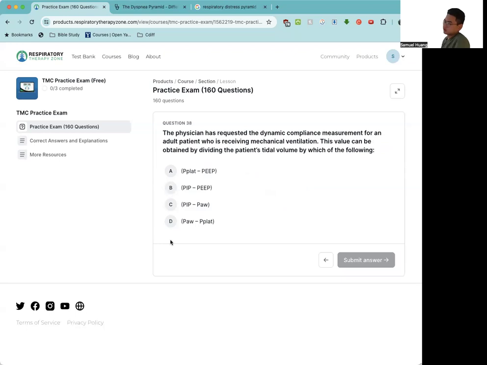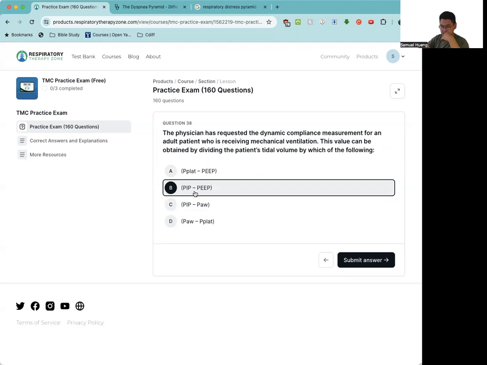Dynamic compliance. Compliance is volume over pressure. So divide the tidal volume by what? You want your peak pressure minus the baseline pressure. So it's just your driving pressure, the difference between the highest pressure and the lowest pressure. Your peak pressure is your PIP, and then your PEEP. That's going to give you your driving pressure, because the driving pressure is basically the differential you're getting every time.